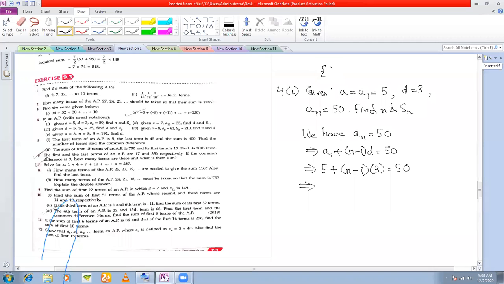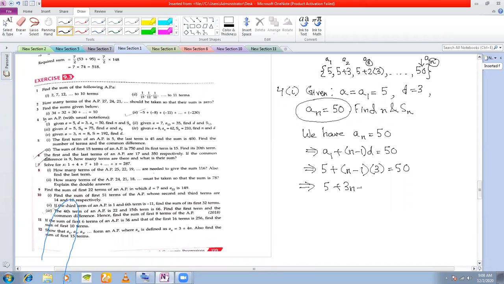The AP will look something like this: 5, and then you have 5 plus 3, and then you have 5 plus 2 into 3. This will continue till the nth term, which is given to you as 50. So we have assumed this, or it is already given here, that this is your nth term. So we are counting. This is the first term. This is the second term. This is the third term. So we are finding out the value of n here.